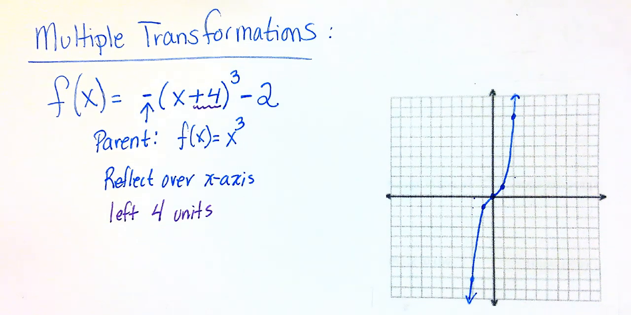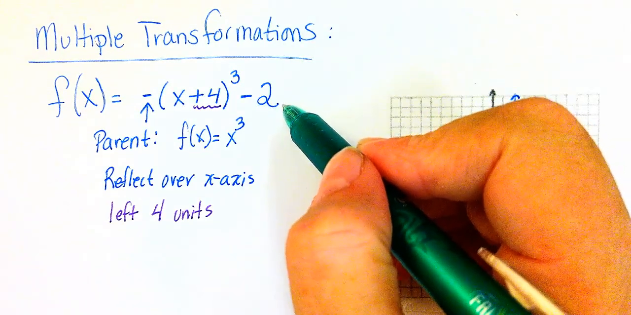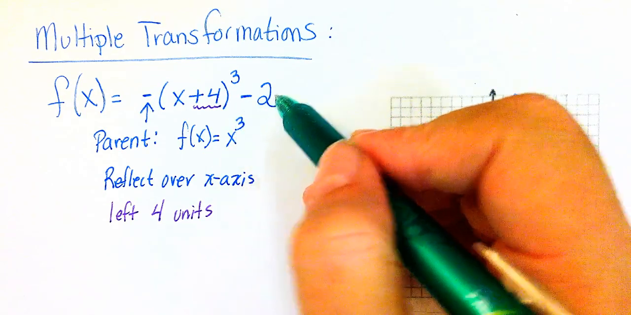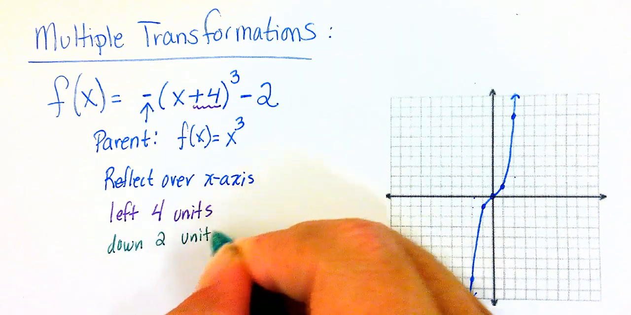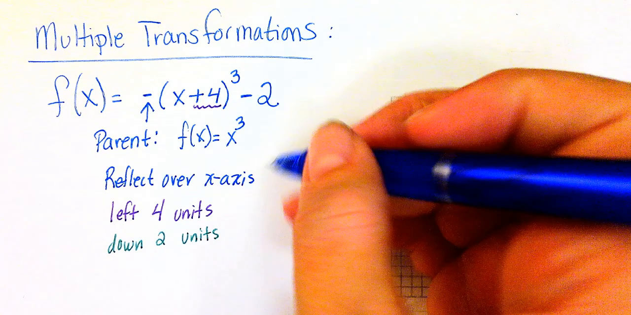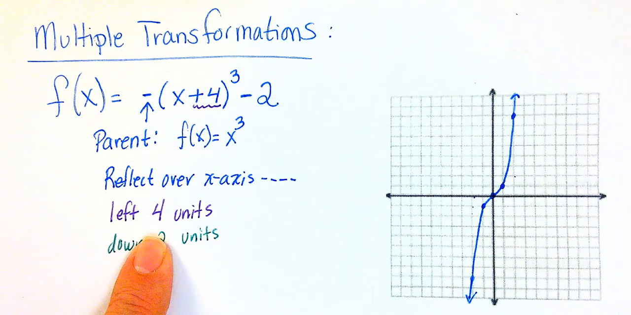And lastly, we have a -2 on the outside that's been subtracted. So -2 takes that whole graph and shifts it down 2 units. What I want to do is graph the first one, this reflection over the x-axis. I'm going to use a dotted line. And then I'm going to do the left and the down all at the same time.